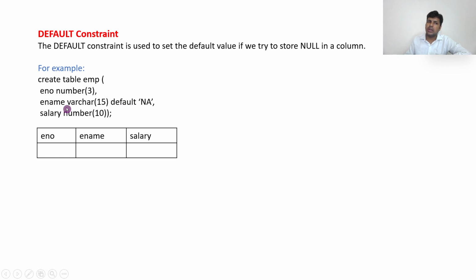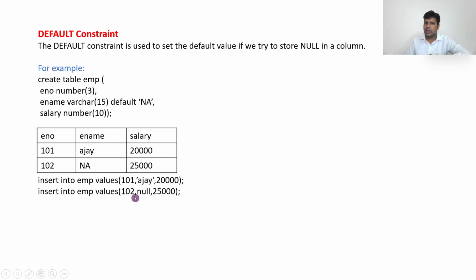So what I have done, see, ename varchar default. I have written default NA. That means if somebody tries to enter a null value in the employee name, then automatically it will show NA, meaning not available, instead of showing null. It doesn't look good when it shows a null value, right? So NA, not available, right? See, I am trying to insert into employee values 101 Ajay 20,000. Then it has accepted. Next time, what I am doing is 102 null 25,000. So it has accepted the null value, but instead of null, it is showing the default value NA.